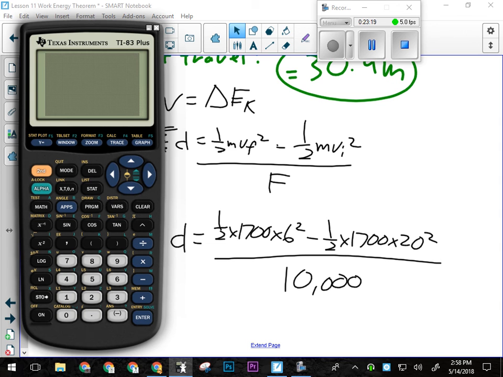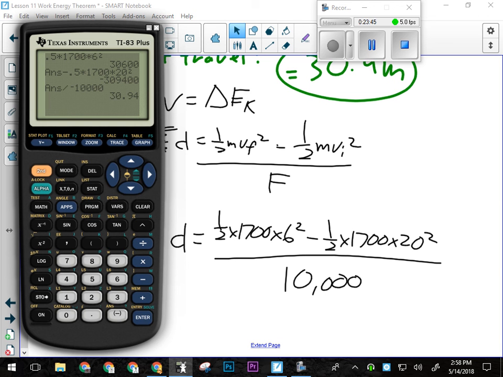All right, so we got 0.5 times 1,700 times 6 squared minus 0.5 times 1,700 times 20 squared. All right, so we got a negative number there divided by negative 10,000. And again, it doesn't matter whether you made it negative or not. If you didn't make it negative, you got negative 30.94. If you did make it negative, you got 30.94.